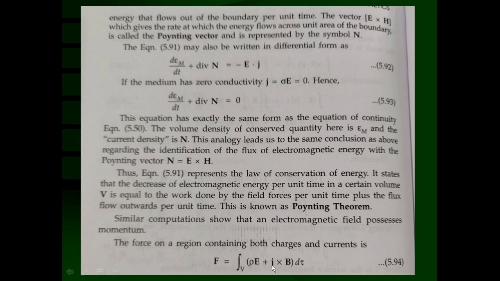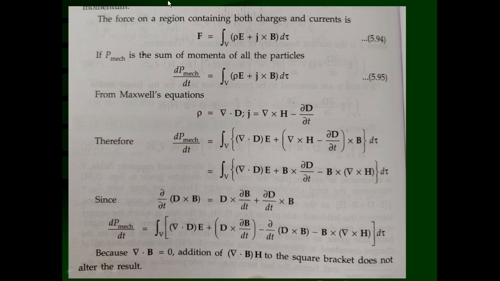So it is replaced by J cross B dτ, magnetomotive force will be there. So that way this is nothing but the representation of the force exerting on a region containing both the charge and currents. That means the force exerting on a charge and currents due to the field forces. So force on a region containing both charges and current is given by F is equal to the volume integration of ρ E plus J cross B dτ.